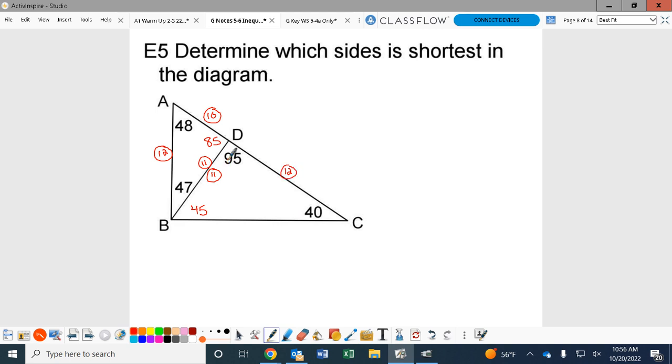And then what's going to go across from the 95 to get even bigger? 13. Guys, look at the question again. Which one is still the shortest one? AD. Which one is still the longest one? BC. Do you see it doesn't matter where you put the 10? It works every time. You can even put the 10 on this side and it still works. It works every time, guys. You don't have to do the crazy stuff they want you to do.